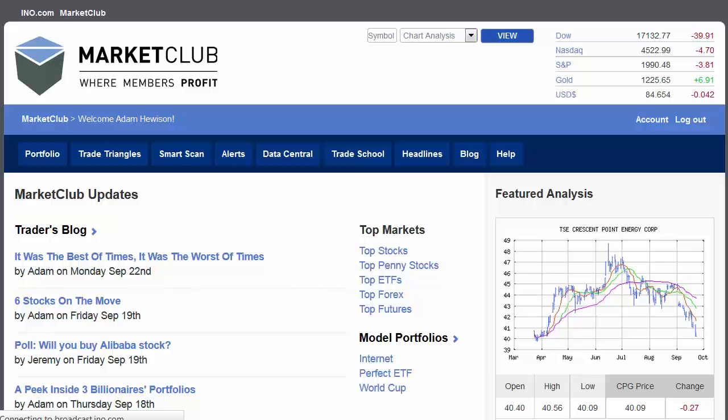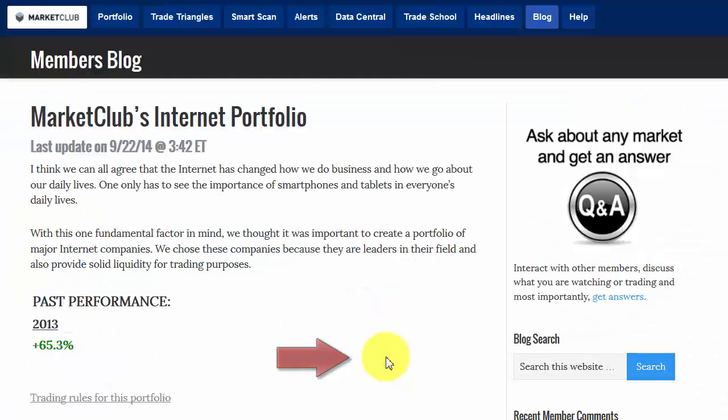We'll be looking today at our internet portfolio. We have three model portfolios on MarketClub: this is the internet portfolio, we have a perfect ETF portfolio, and the World Cup portfolio. Well, let's start with the internet portfolio, which we'll be examining today. So just click on that little link, and it shows you MarketClub's internet portfolio. The past performance, 2013 was 65%, which, I think you'll agree, was outstanding.